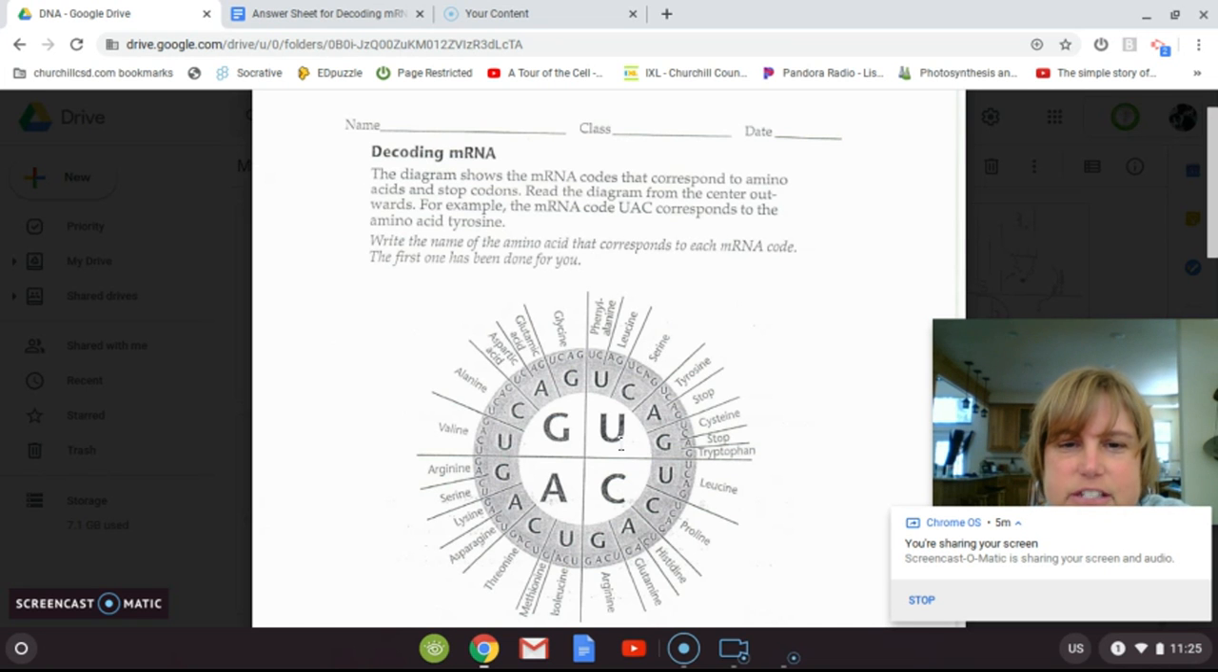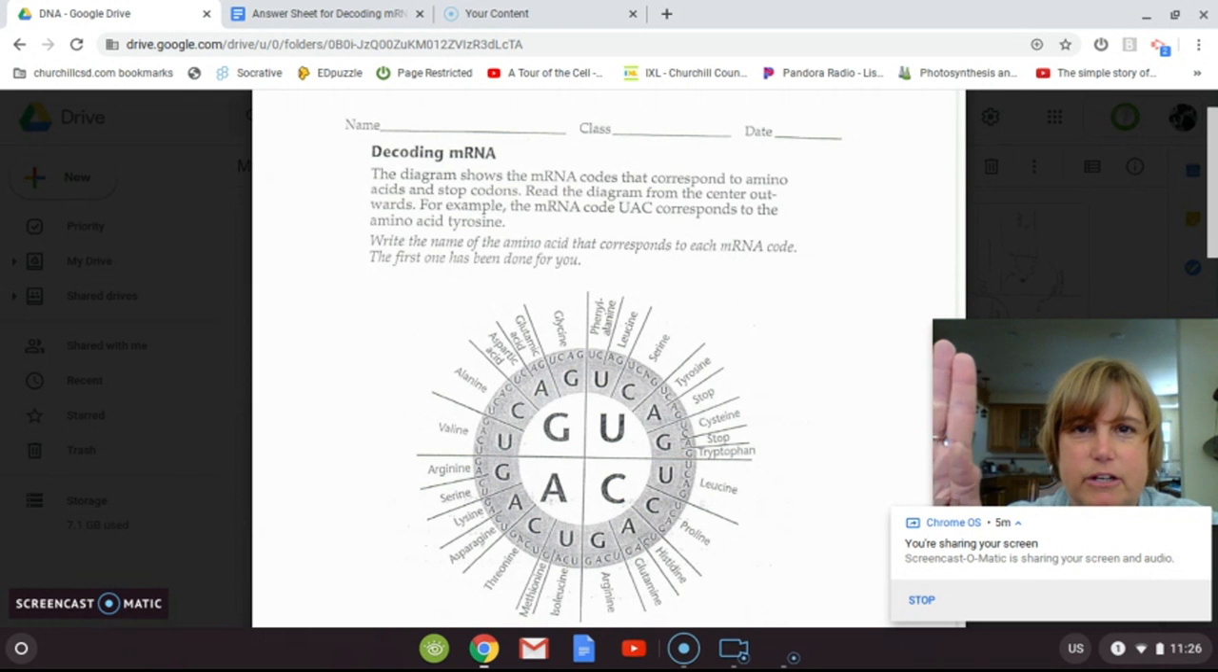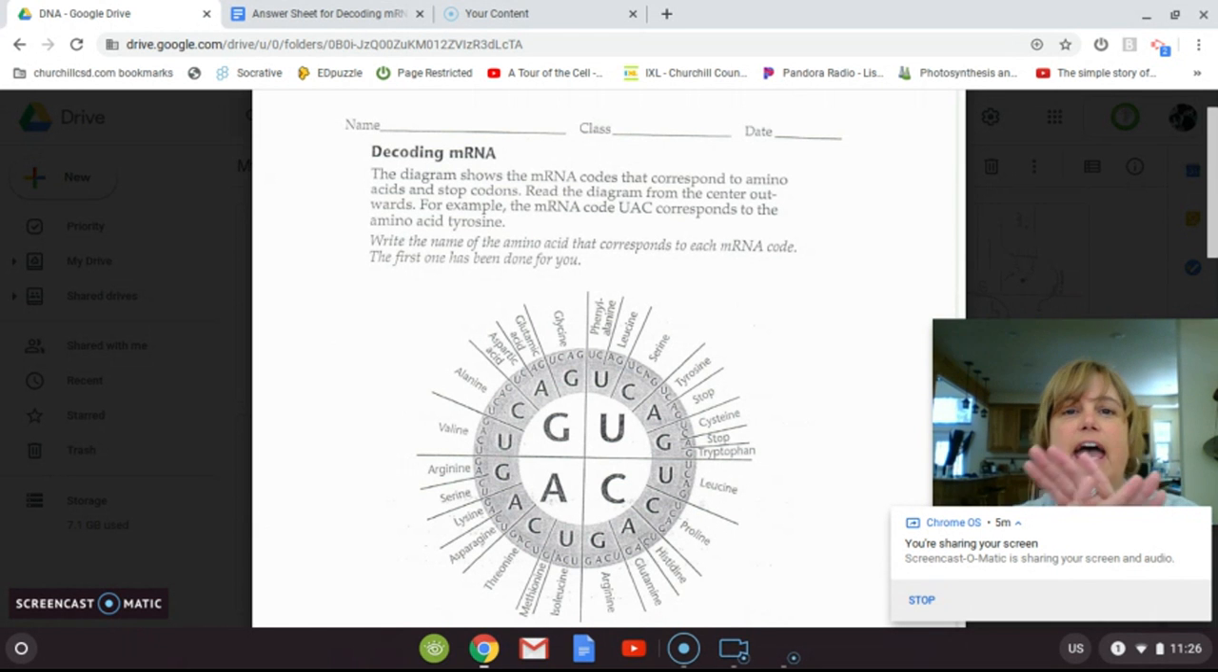Okay, I did want to point out this one right here. If you go U and your second letter is A and your third letter is A, it says stop. Stop is not an amino acid, but it tells the tRNAs and the whole process, hey, we're done. This is the protein. We don't need any more amino acids. So there's actually a code that tells the process when it's done, when it doesn't need any more amino acids. And if we look at this one, that's UGA. That is the stop, we're done, it's over code. So that's kind of interesting.